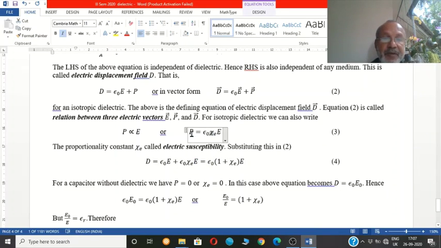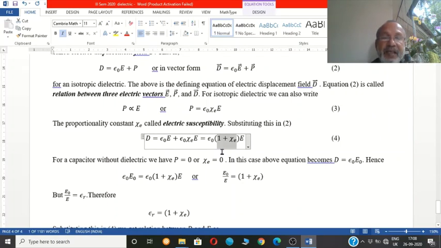So we can substitute this value of P in this equation. Then we get D equal to epsilon 0 E plus epsilon 0 chi E into E. Now you can see epsilon 0 is in both terms, so it can be taken outside a bracket, and we can write D equal to epsilon 0 into 1 plus chi E into E. You can see that this 1 plus chi E is nothing but the relative permittivity, epsilon r. That can be obtained in the following way.